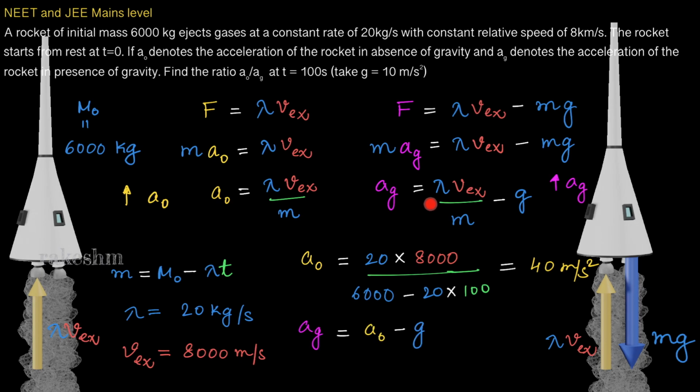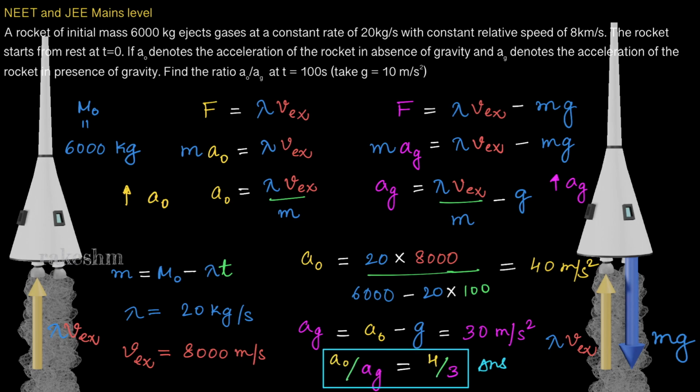Ag is lambda Vx by m minus G. This lambda Vx by m, I'm writing it as A naught. So Ag is A naught minus G. So he has given here, take G as 10 meter per second square. So we get Ag equal to 40 minus 10 equal to 30 meter per second square. So finally we get A naught by Ag equals 4 by 3.